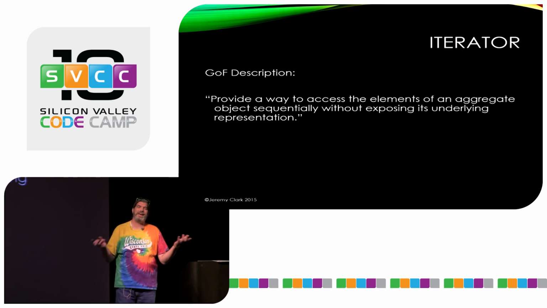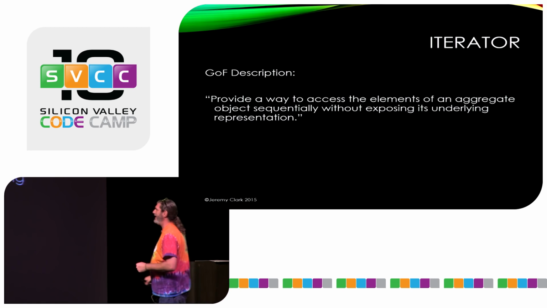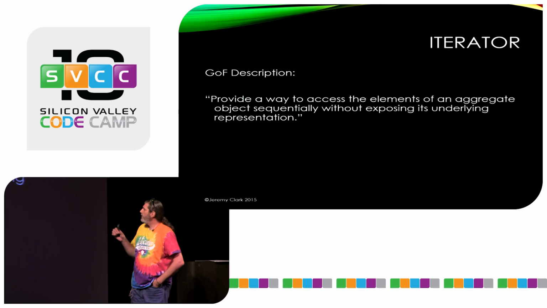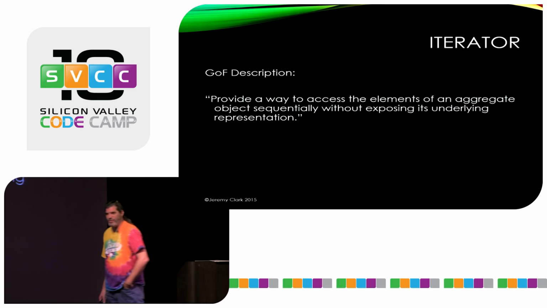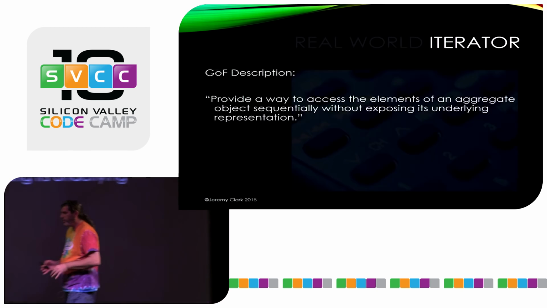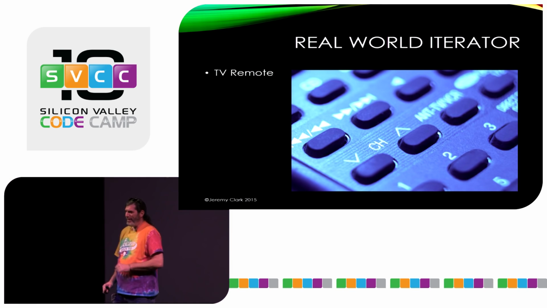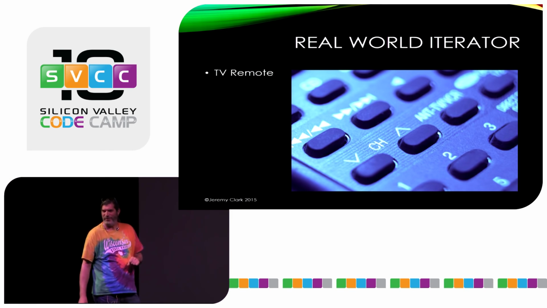The iterator is actually one of my favorite things in the .NET world. So here's our Gang of 4 description: provide a way to access elements of an aggregate object sequentially without exposing the underlying representation. Now, our real-world implementation of this will be our TV remote control.